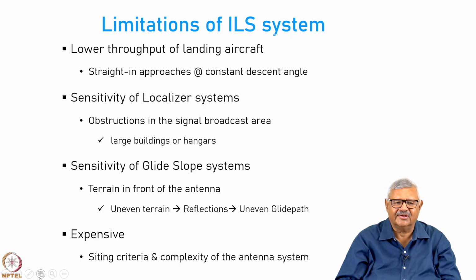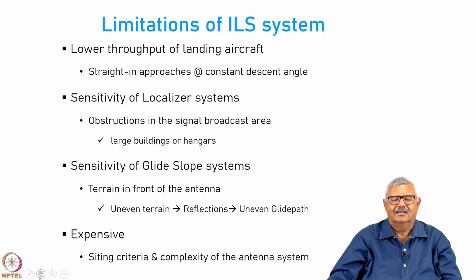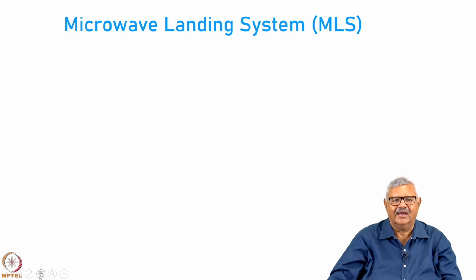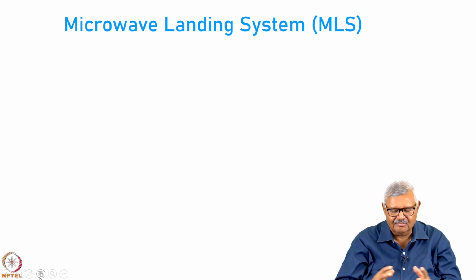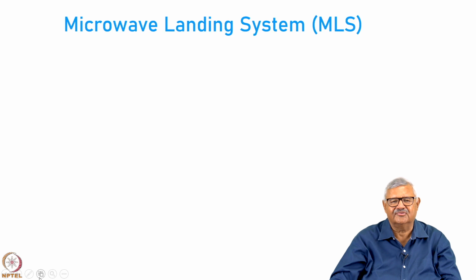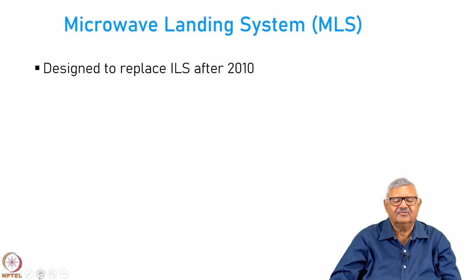An ILS system is expensive to set up, expensive to maintain, and expensive to keep upgrading, because you have to meet certain siting criteria and handle the complexity of the antennae. So, to remove these shortcomings, a more advanced system called the microwave landing system was proposed. This is designed to replace ILS after 2010, but it did not happen.